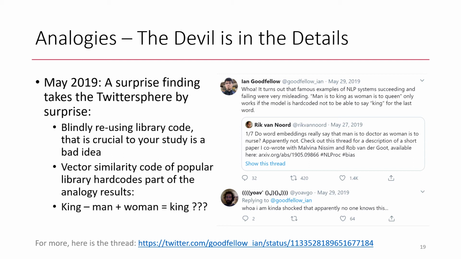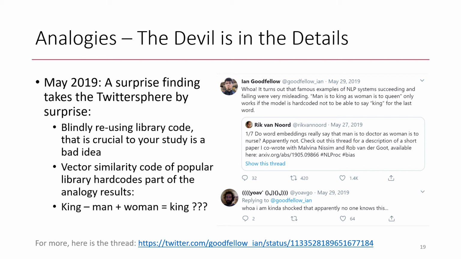For some reason, a lot of people just reuse the same library code that makes those analogy computations. But this popular library code hard-coded that you cannot have the same word as result in your analogy. So when king minus man plus woman actually goes back to king, it wouldn't output king, but the second best thing. And yeah, that kind of is a problem.